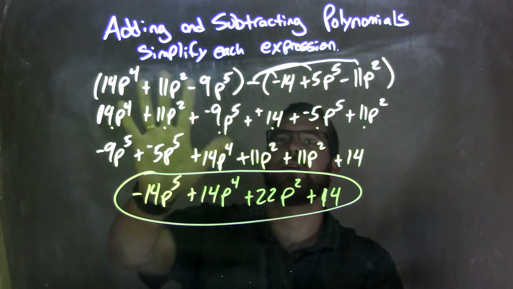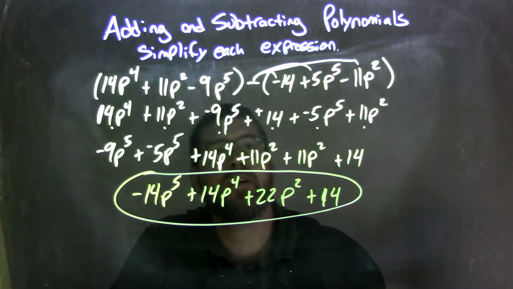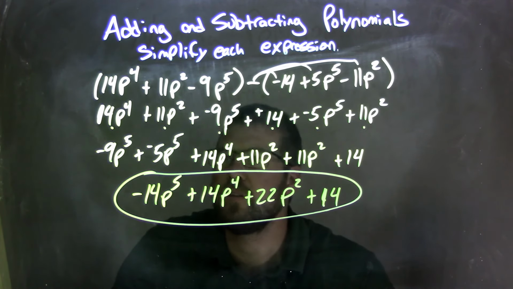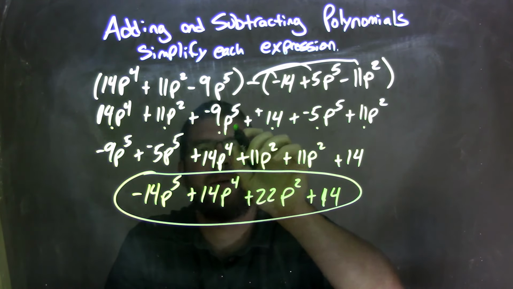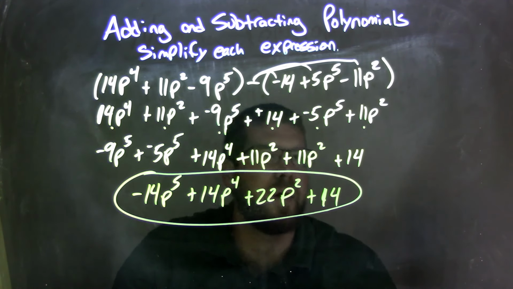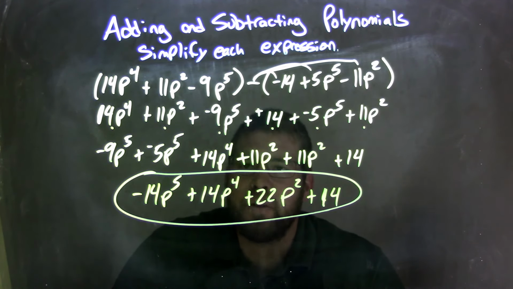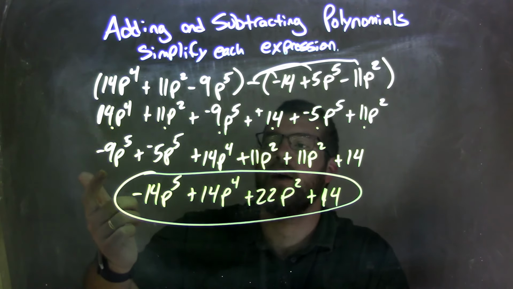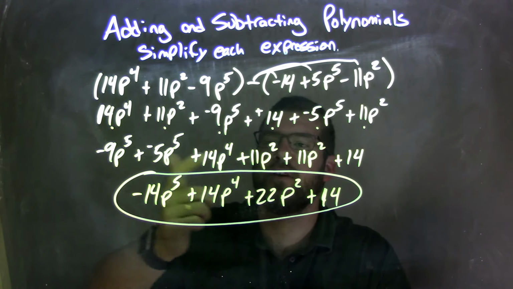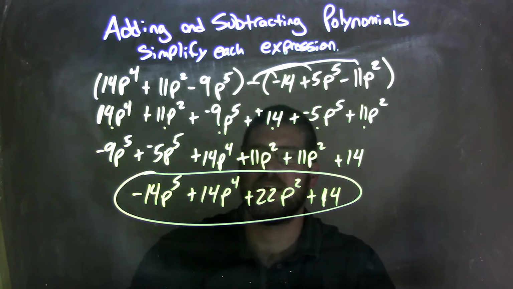So let's recap. We're given our two parentheses there. I've made everything into adding a negative instead of subtraction and distributed the subtraction sign, giving me 14p to the fourth plus 11p squared plus a negative 9p to the fifth plus positive 14 plus negative 5p to the fifth plus a positive 11p squared. Okay. Then from there, I rearranged for my highest degrees first and combined the like terms. So we have negative 9p to the fifth plus a negative 5p to the fifth plus 14p to the fourth plus 11p squared plus 11p squared plus 14. That's 14 and not a 4.